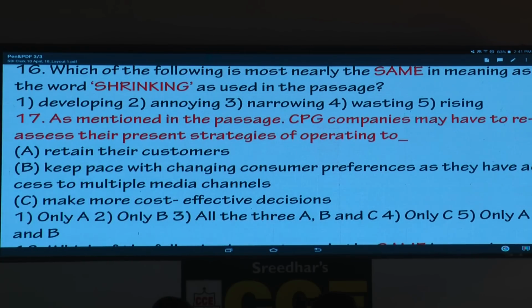So it is a negative word. Shrinking is a negative word. We cannot take developing, a positive word. Annoying, not relevant in the context. Hold the third one. Wasting, again not relevant in the context. Rising is a positive word, you cannot consider. So shrinking means what? Narrowing. So what is the answer here? The third option is the answer. This is an easy one.